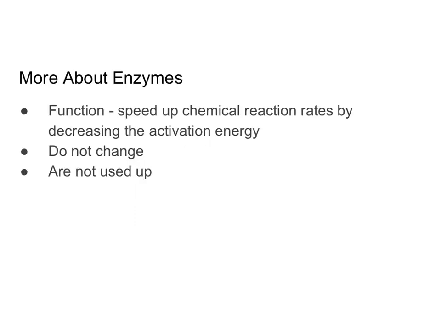So let's talk a little bit more about enzymes because they're so important. So we already said that the function of an enzyme is to speed up a chemical reaction, and it does this by decreasing the activation energy. And we'll talk about what that means a little bit more in a second. Some important things about enzymes: during a chemical reaction, they don't change, right? So enzymes don't change into a different product, and they're not used up. So this means we can use enzymes over and over and over again for the same chemical reaction more than once.